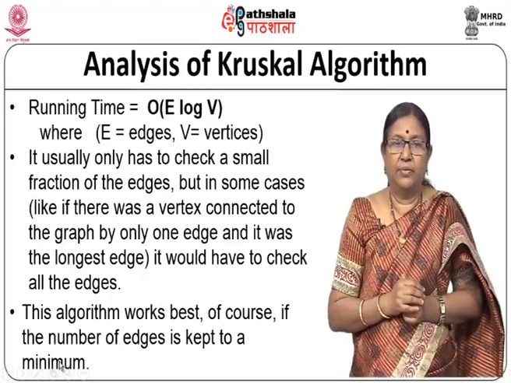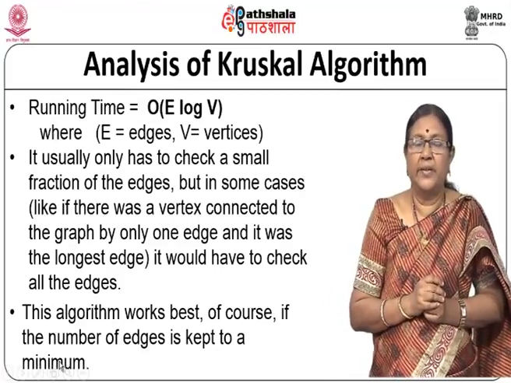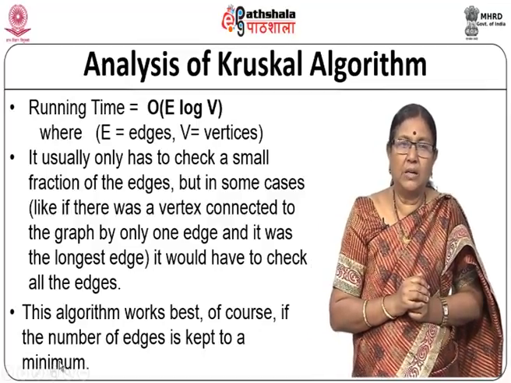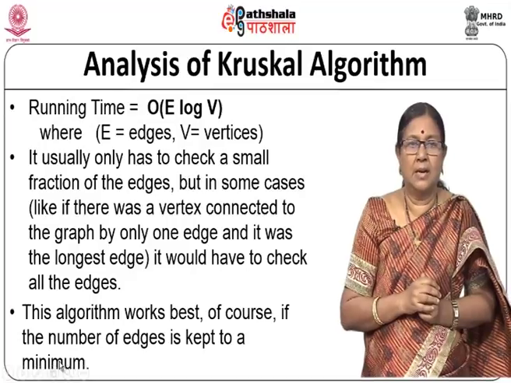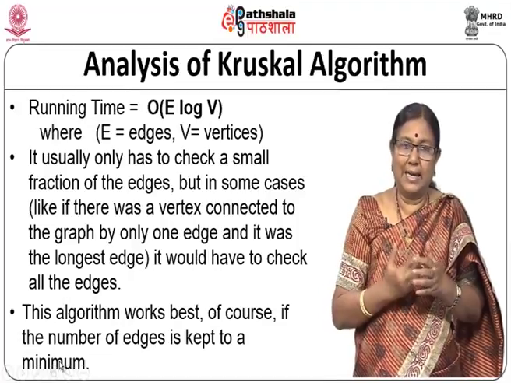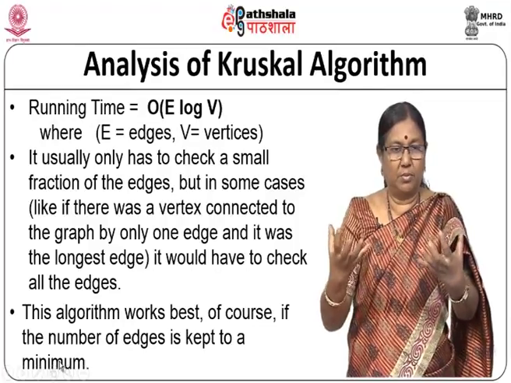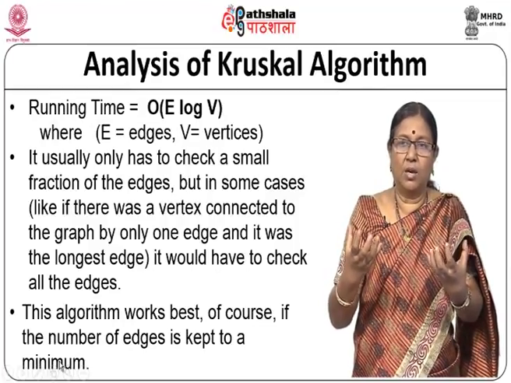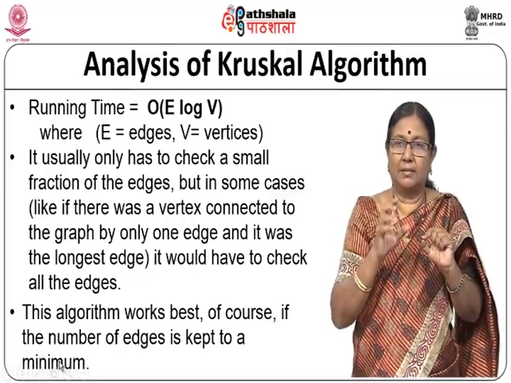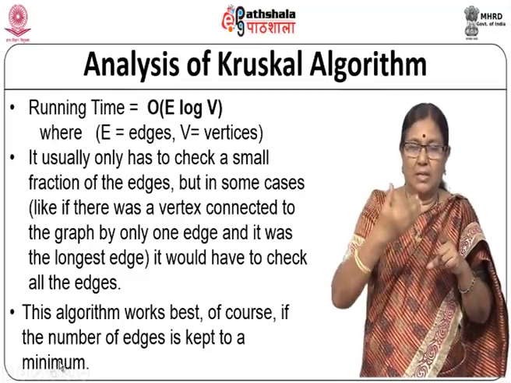Now, if you look at the analysis of the Kruskal algorithm, the running time is of the order of E log V, where E is the number of edges of the graph and V is the number of vertices. Usually it only has to check a small fraction of the edges, but in some cases, for example, if there is a vertex connected to the graph by only one edge and it was the longest edge, it would have to check all the edges. Can you understand what I am saying? You want to add a vertex, but that vertex comes at the end of the list. There is only one edge which you need, but that is not the minimum edge. So, you will have to check the whole list.